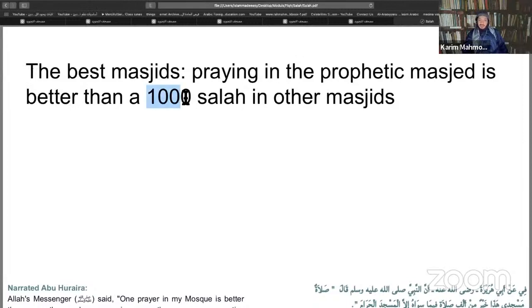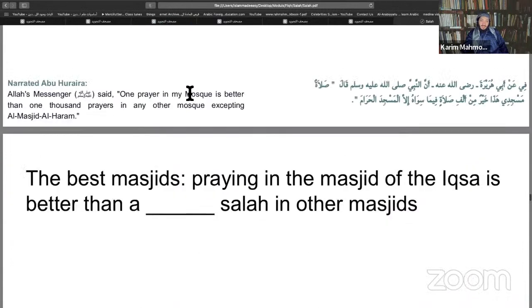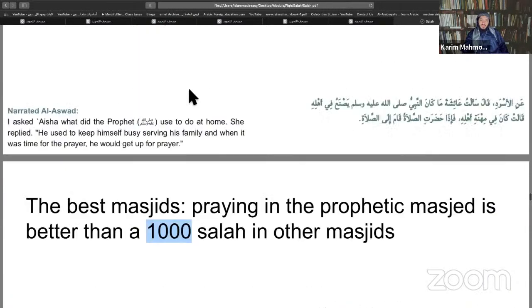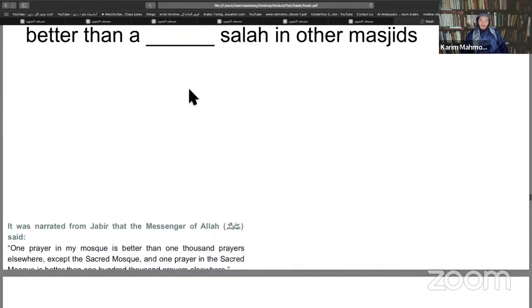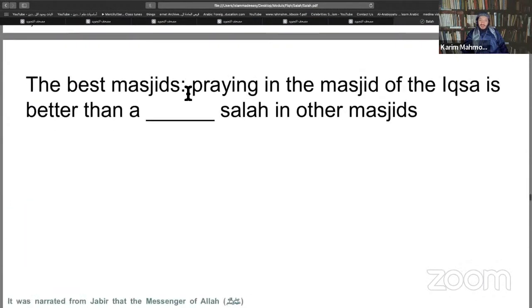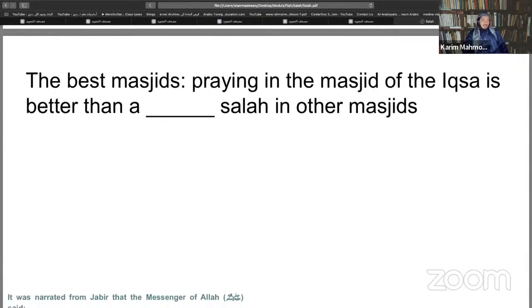Anyway, so it gives you how many prayers? 1,000 prayers. If you pray in the masjid of Al-Aqsa, Allah will give you... The Masjid of Al-Aqsa is the masjid in Jerusalem. Let me see if I can pull it up for you guys real quick.